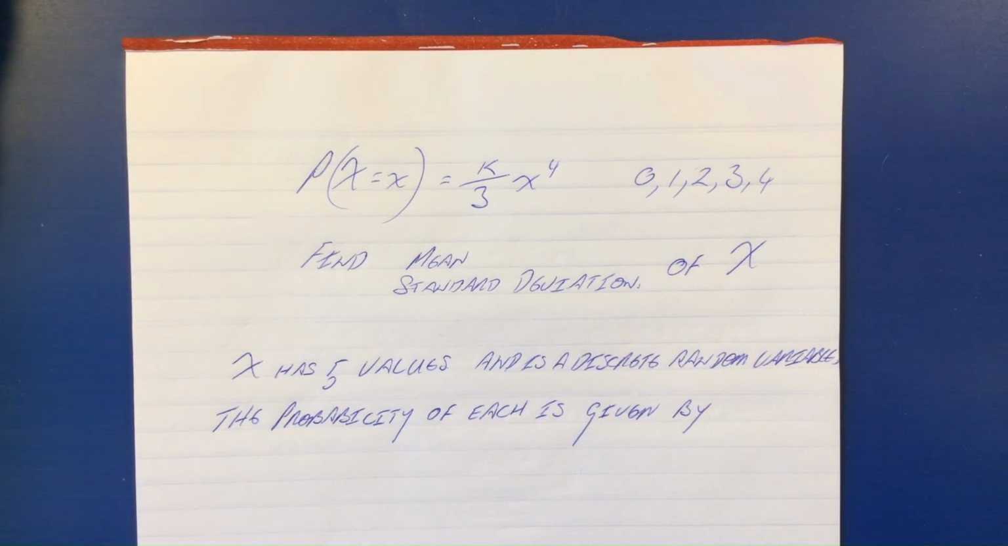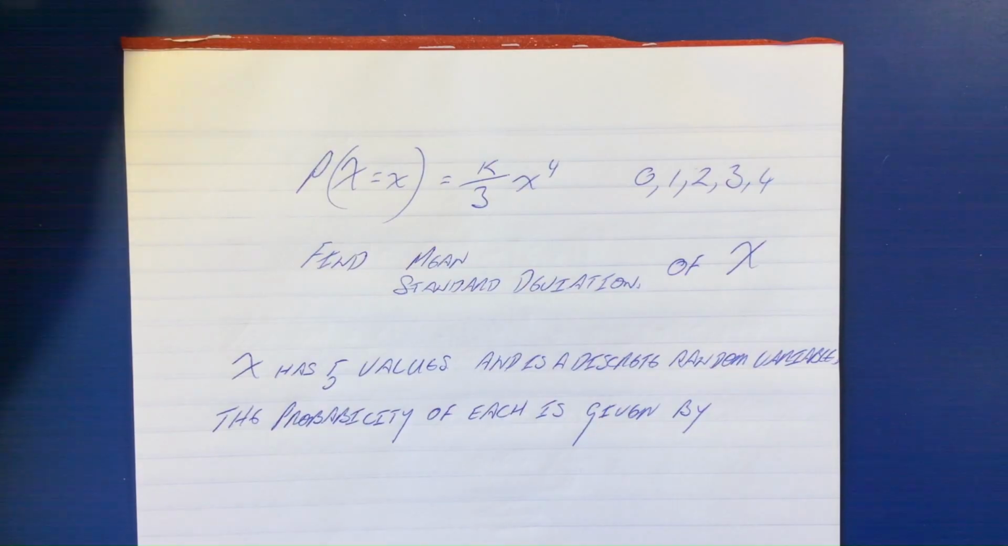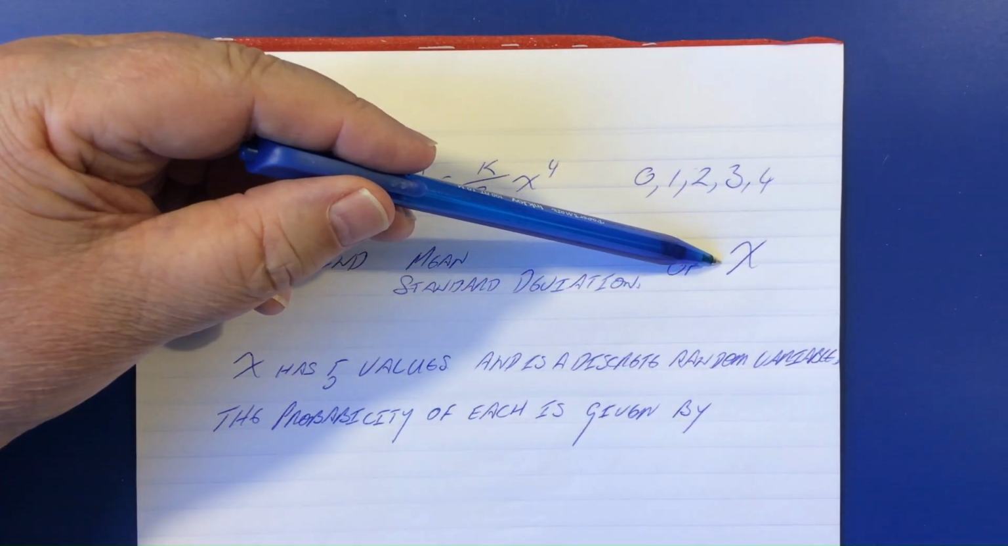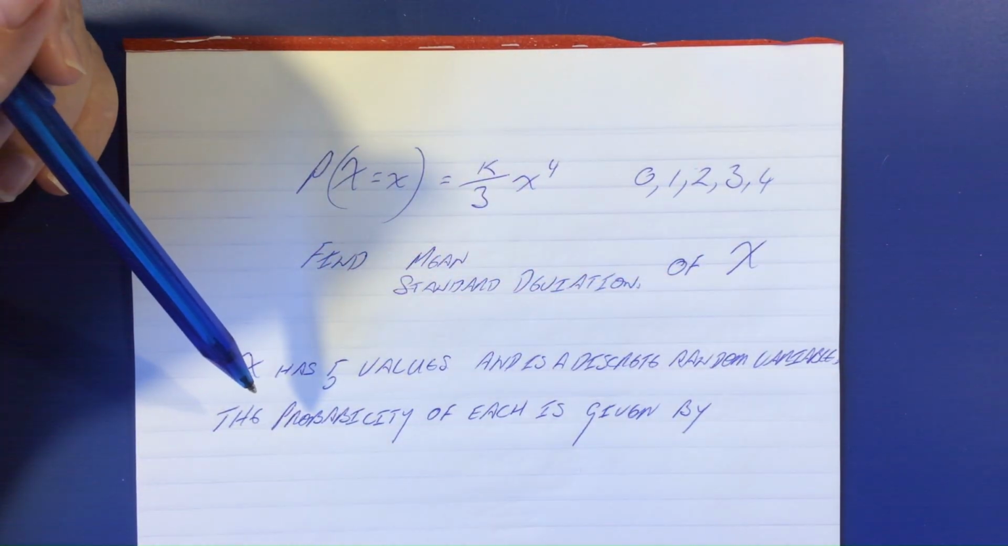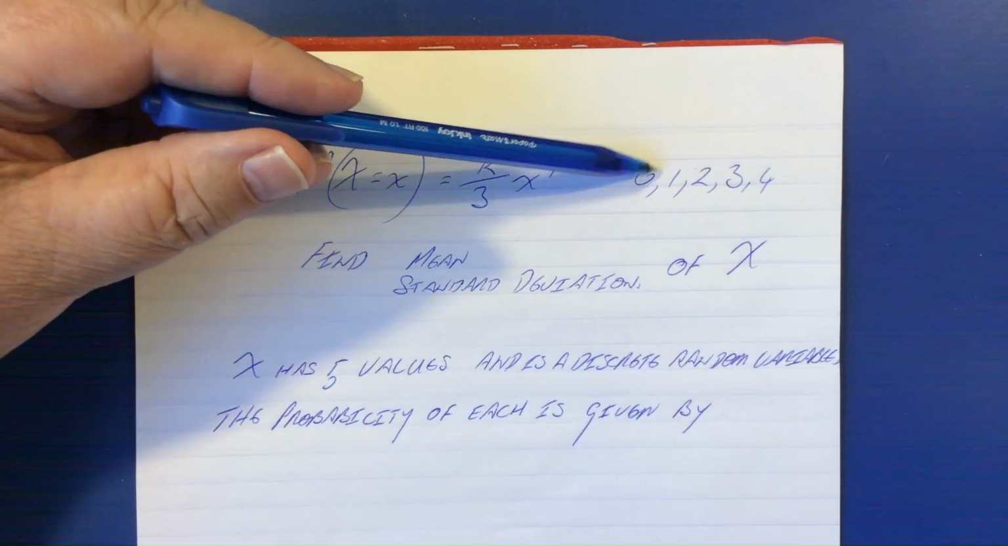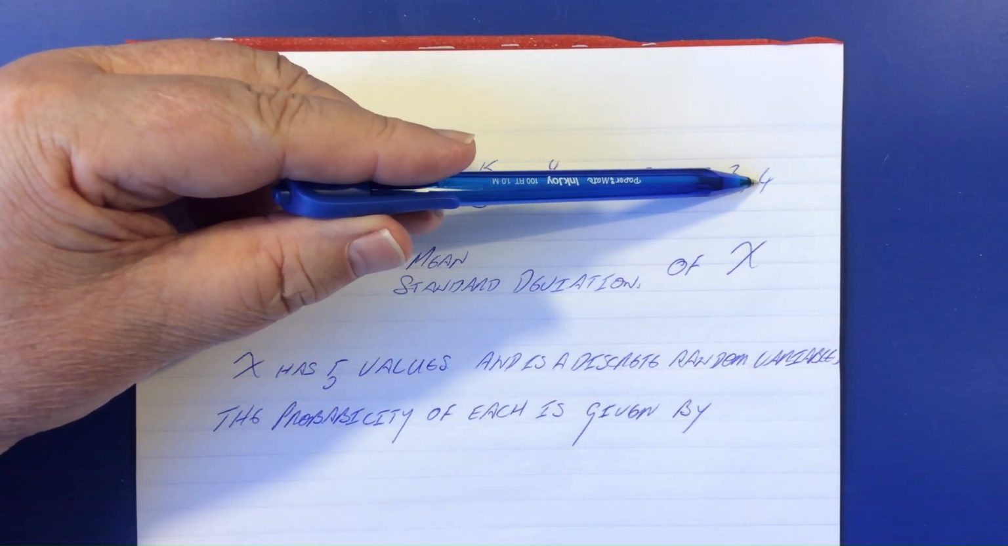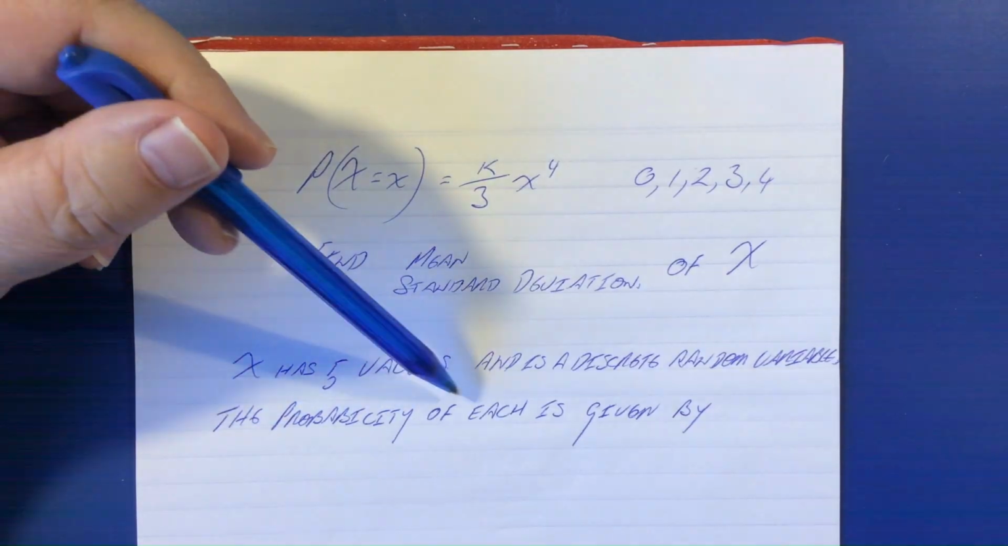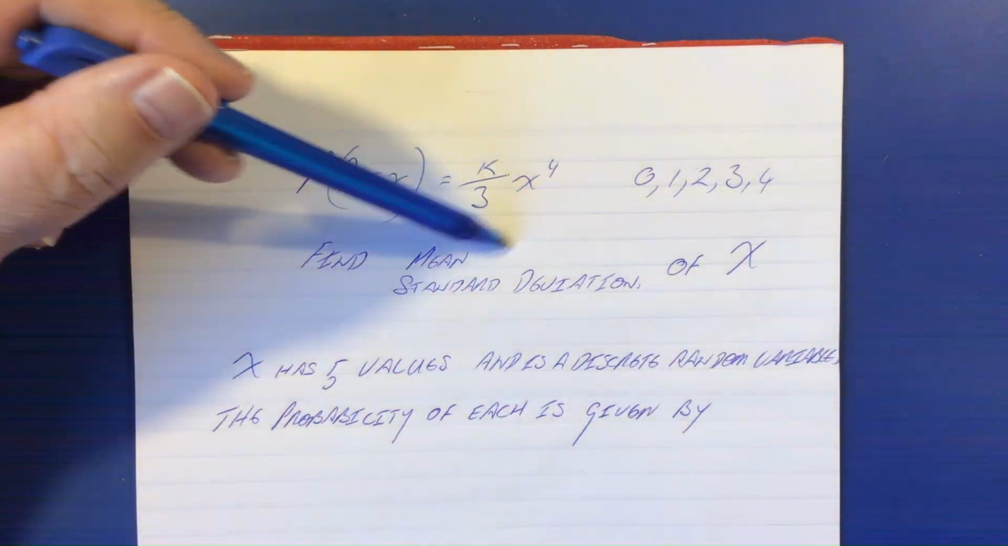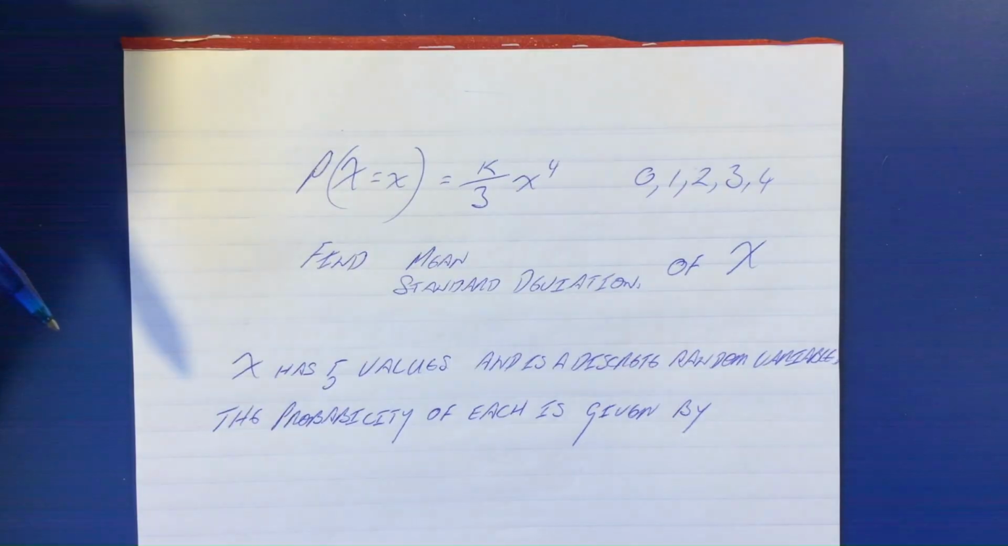Today we have a probability problem and we are looking for the mean and standard deviation of a discrete random variable x. Now, it has 5 values, 0, 1, 2, 3, and 4. And the probability of each is given by this. So, where do we start?